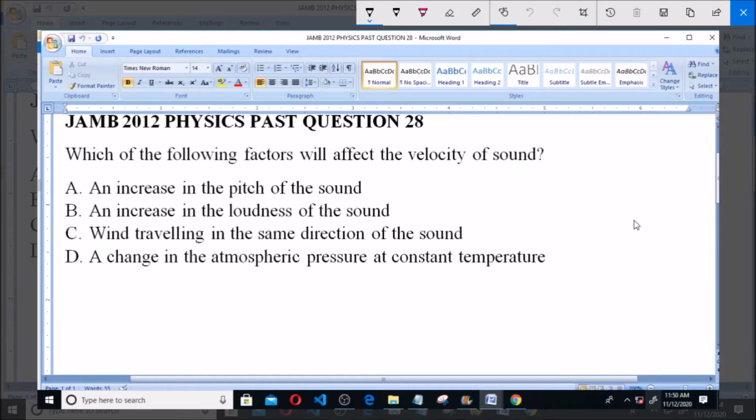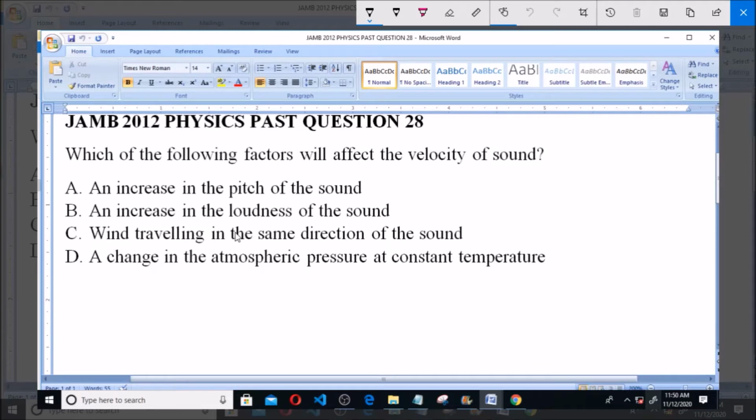Which of the following factors will affect the velocity of sound? A. An increase in the pitch of the sound. B. An increase in the loudness of the sound. C. Wind traveling in the same direction of the sound. D. A change in the atmospheric pressure at constant temperature.